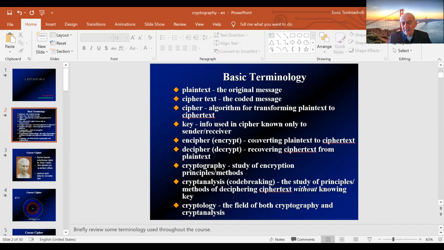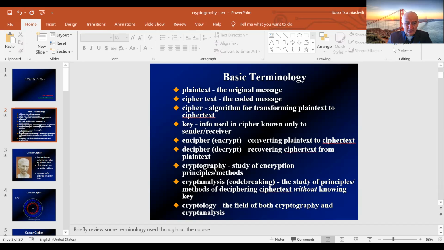So let's start by shortly describing the history of cryptology. And here is the basic terminology. Plain text is the original message, and ciphertext is the coded or encrypted message. And cipher, this is the algorithm for transforming plain text to ciphertext. About the key, we will talk later. And a cipher is used to encrypt and decrypt, you know about it.